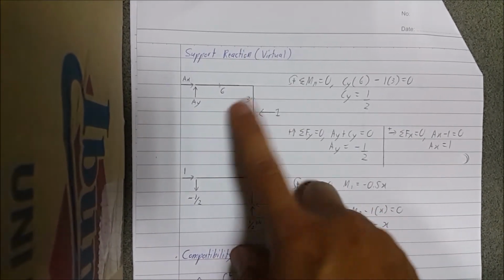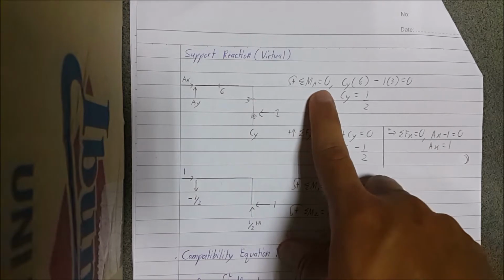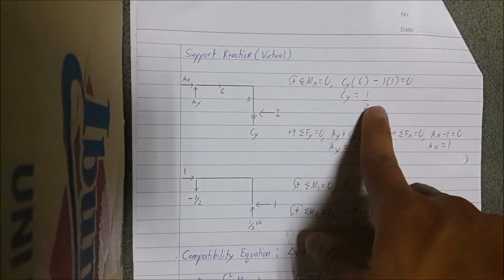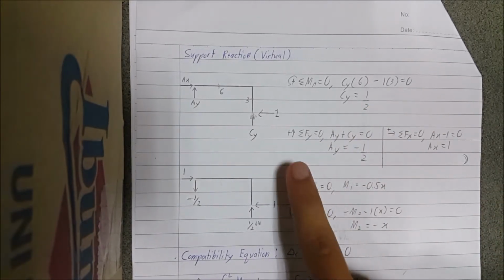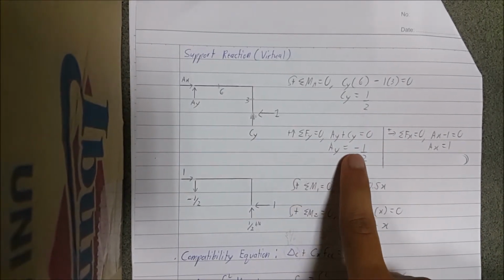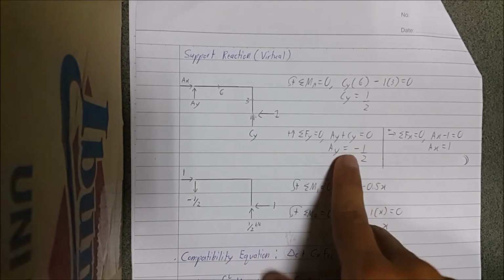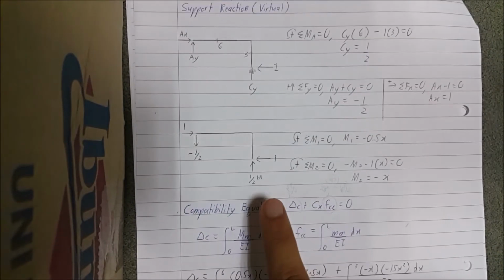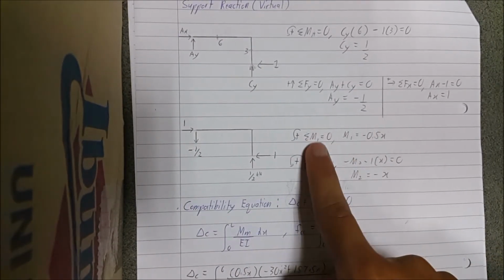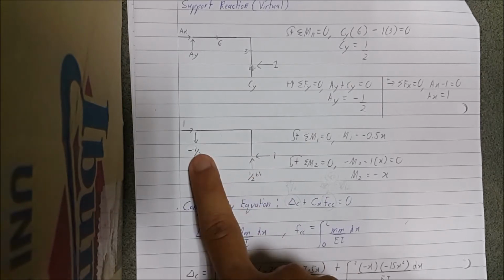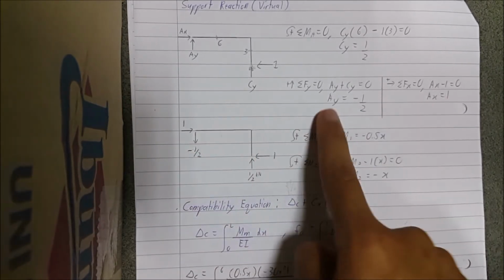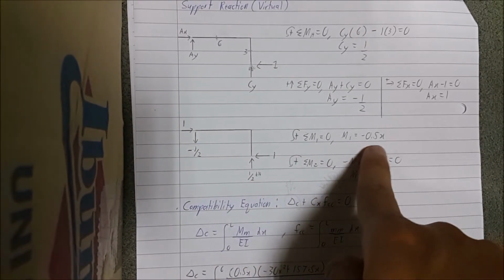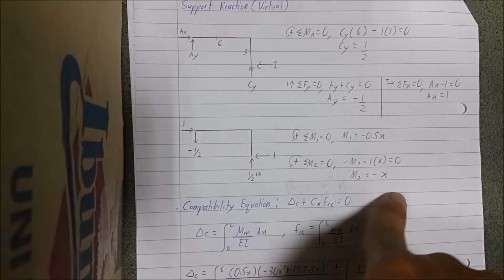To find the reactions, the same process as before: taking the moment, we get Cy equals 1/2 kN. With the summation of Fy, Ay we get negative 1/2 kN. The negative just indicates the direction. And Ax equals 1. Then we find M1 after resubstituting the values into the same diagram. We get M1 equals negative 0.5x and M2 equals negative x.